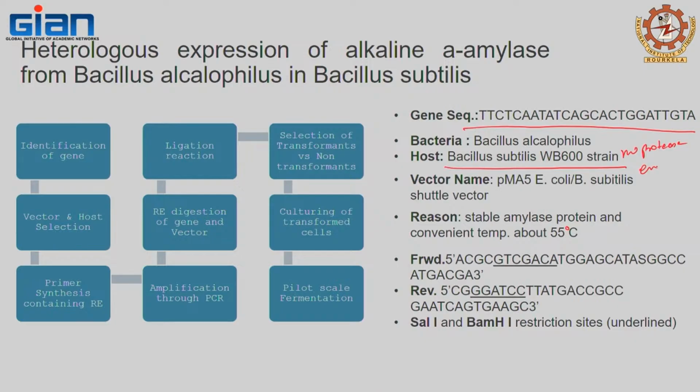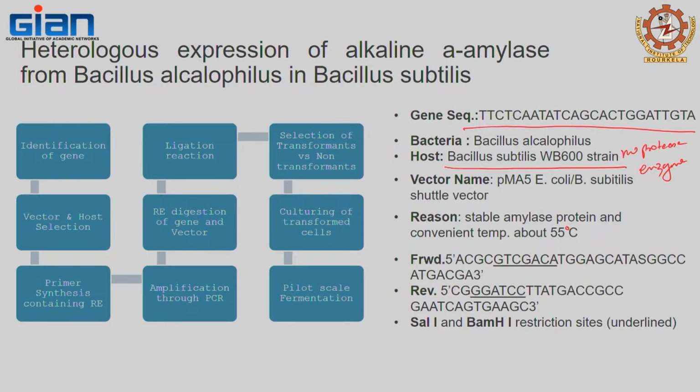So the process goes like that. First we identified the gene. The gene sequence was given there. It was not the full sequence; I have only taken a small part just to save space. After that, vector and host selection was done. The vector was pMA5, which is a shuttle vector. It can replicate itself both in E. coli as well as in B. subtilis. And the host chosen is the Bacillus subtilis WB600 strain.